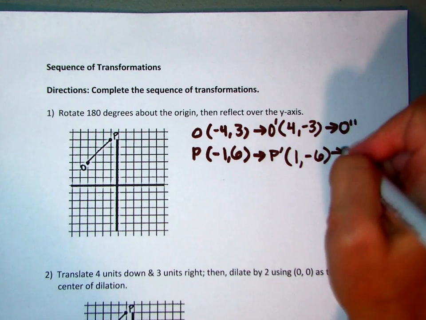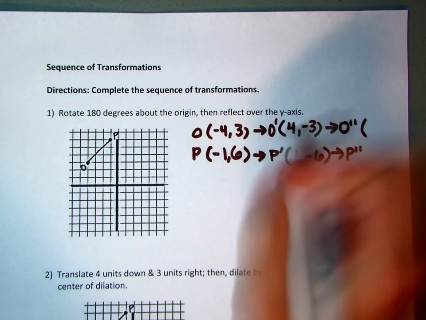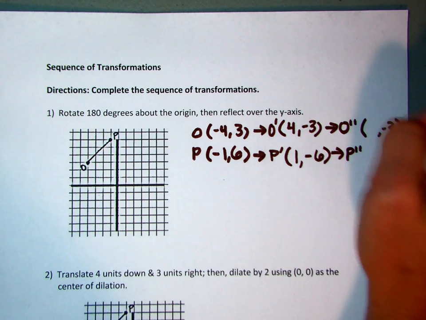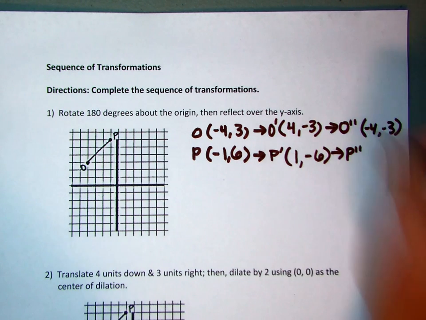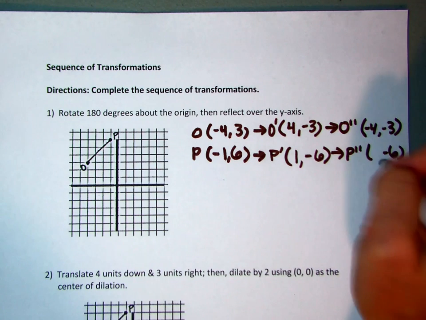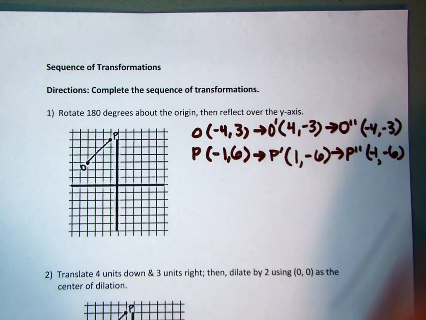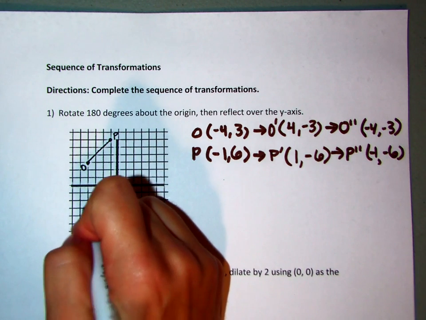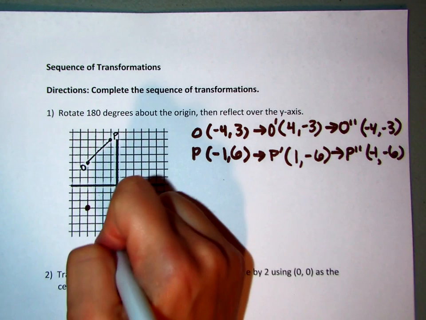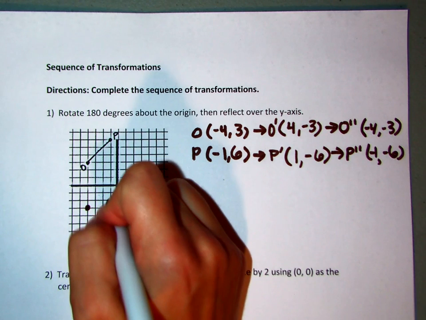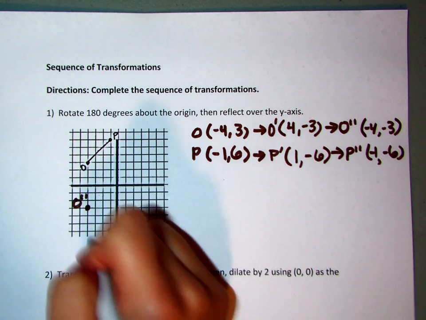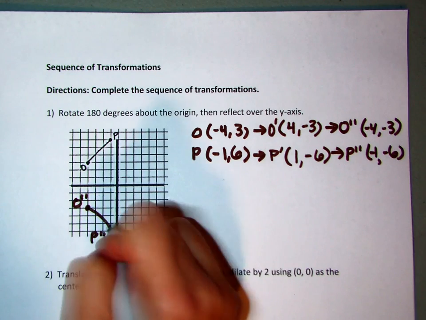So if we're doing O prime prime and P prime prime, over the y-axis, y stays the same. So this y stays the same, and that means that this x has to go opposite. So now we're ready to plot these points. We're going to do negative 4, negative 3, and we're going to do negative 1, negative 6. I believe that's 6, 1, 2, 3, 4, 5, 6. Good. And this we're going to call O prime prime, and this we're going to call P prime prime. And when we connect it, there's what we've got.